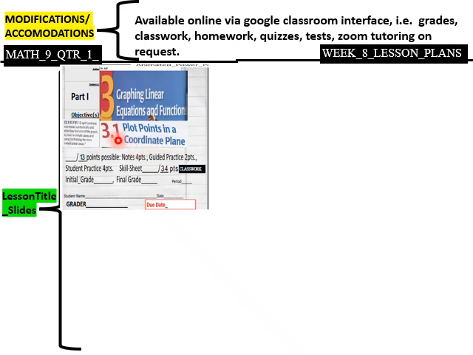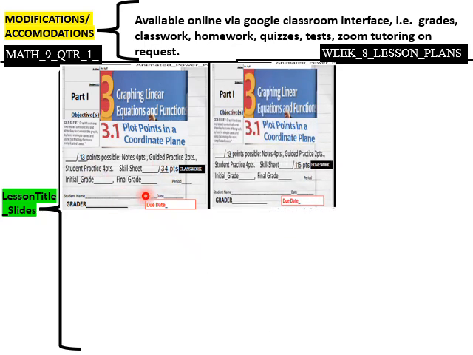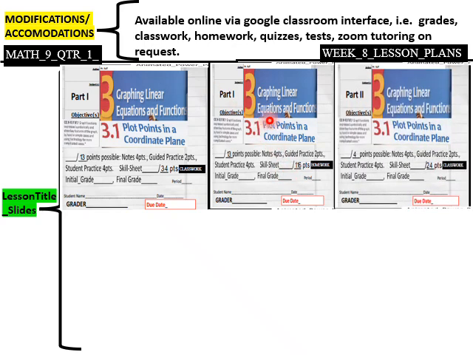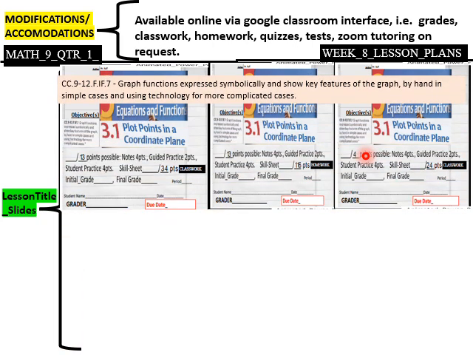We start out here at Chapter 3, plot points in a coordinate plane, classwork, 34 points, 13 points of note-taking. And then 3.1 homework is 16 points, 13 points of note-taking. Again, for 3.1 part 1 homework. And then 3.1 classwork, 24 points, 4 points of note-taking. And again, this is all Common Core 9 through 12 F-IF.7: graph functions expressed symbolically and show key features of the graph by hand in simple cases and using technology for more complicated cases.